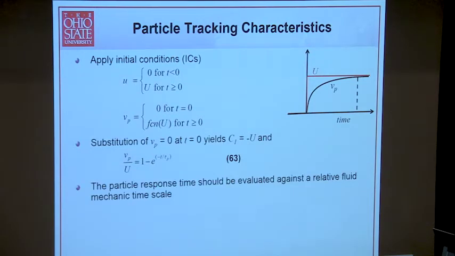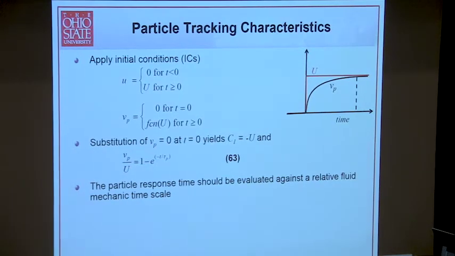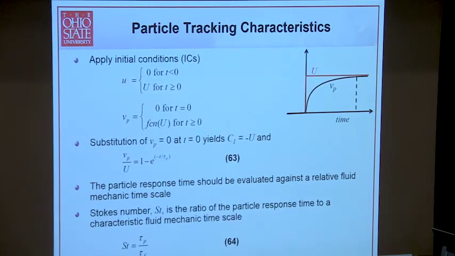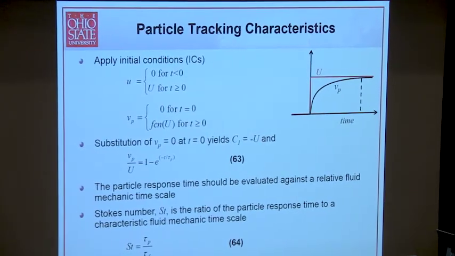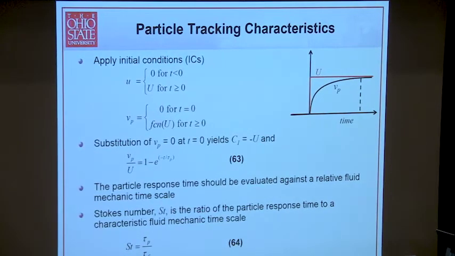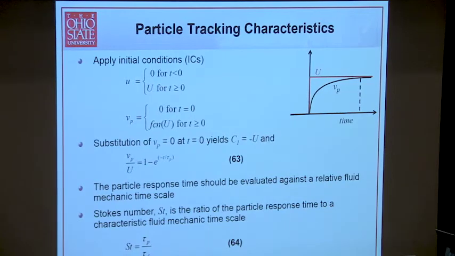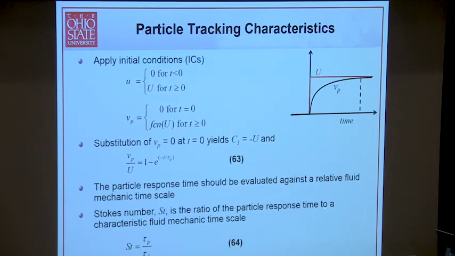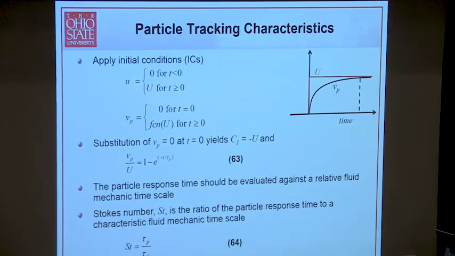Okay? So really, now for this to have any meaning, we have to evaluate this particle response time against a relative fluid mechanic time scale. It doesn't make any sense by itself. Okay? So the Stokes number is what's usually used to define how well a particle responds to fluid mechanics. The Stokes number is the ratio of the particle response time to a characteristic fluid mechanic time. So we have our particle time scale and we have our fluid mechanic time scale.